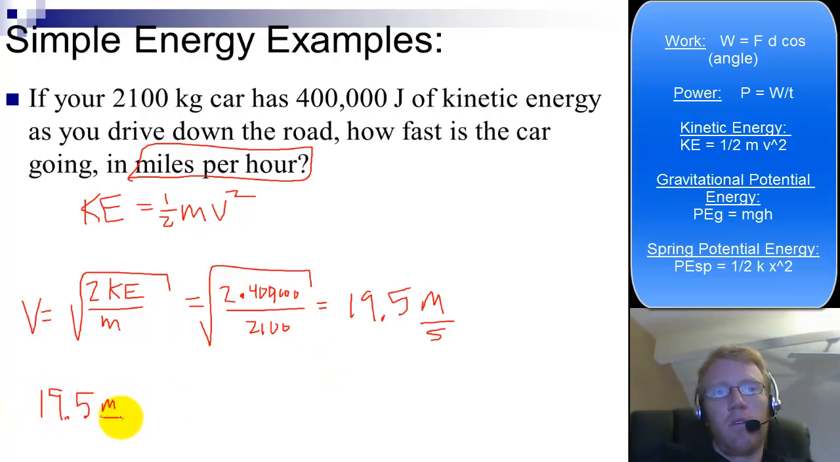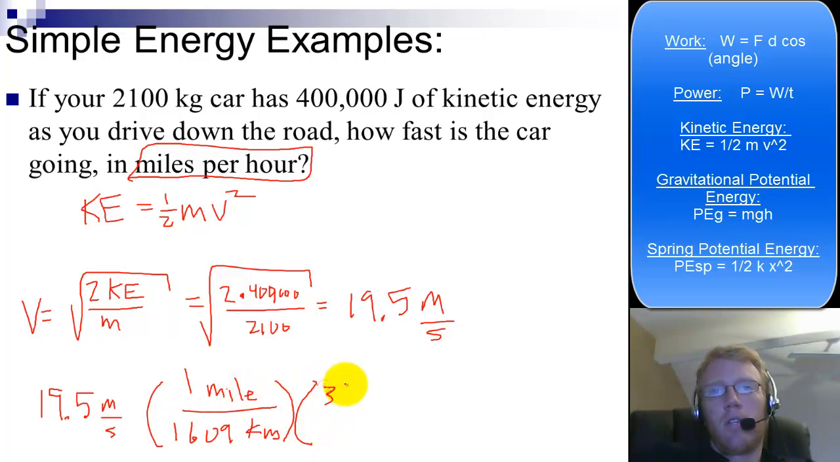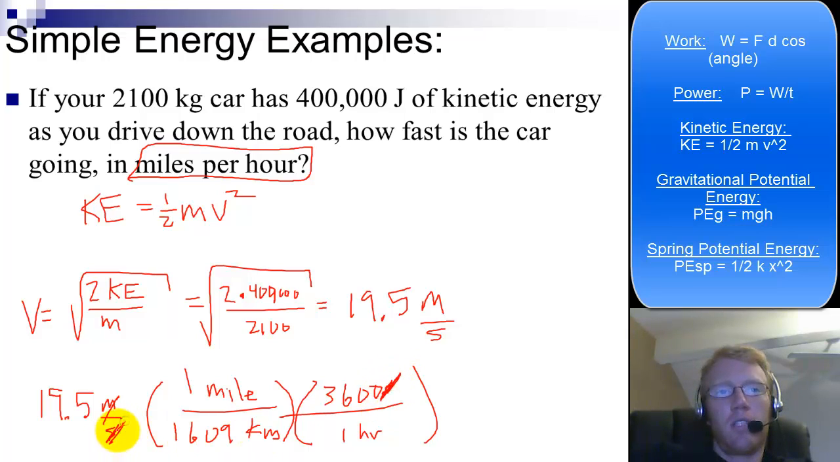So 19.5 meters per second. I'm going to need a couple of conversion factors. I'm going to need to know that 1,609 meters are in 1 mile. And I'm also going to need to know that 3,600 seconds are in 1 hour. So my seconds cancel. I made a mistake: I wrote 1,609 kilometers. That kilometer should not be there. 1,609 meters is in 1 mile, so my meters cancel with my meters.